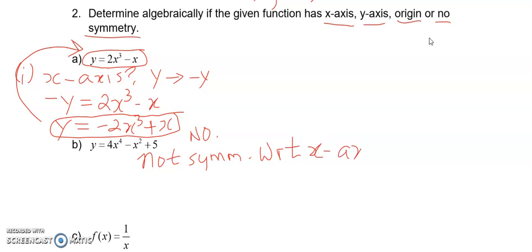All right, now notice I didn't draw the graph or anything. I have no idea what the graph looks like, but I do know it will not be symmetric with respect to the x-axis. All right, let's do test number 2.